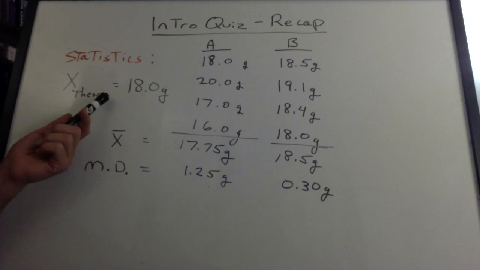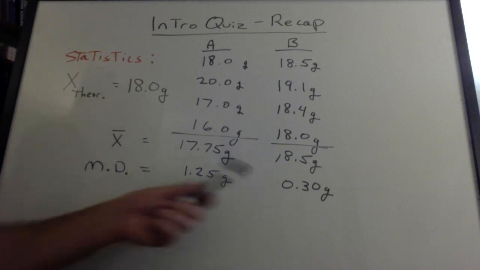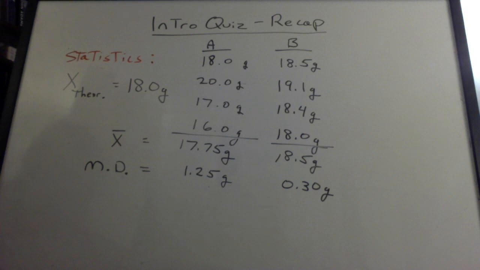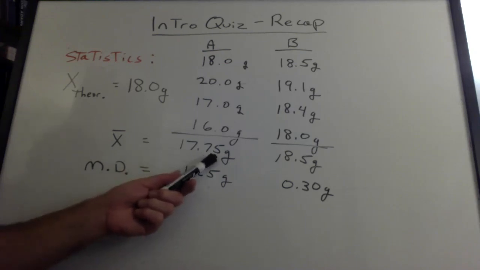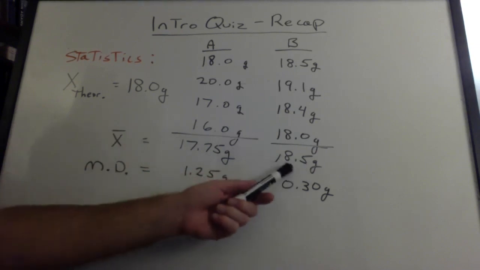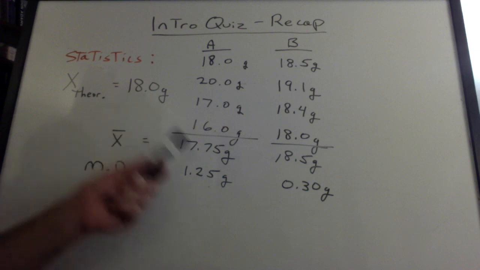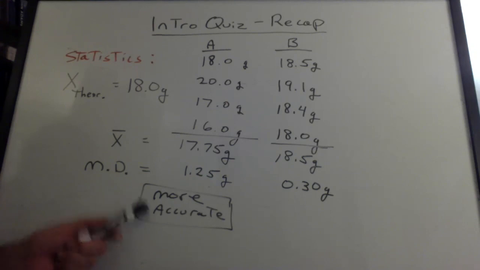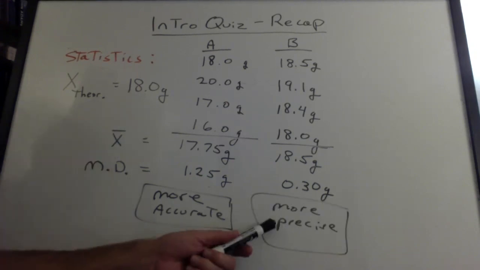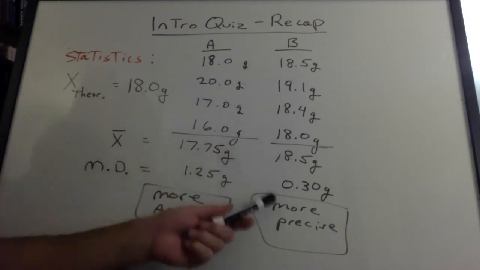Now let's say the theoretical value for each one of these objects should have been 18 grams by design. The question now is, which one of these factories is producing a more accurate product? Which one is producing more consistent results? Meaning, which one is more precise? Our mean here is 17.75, which is pretty close to 18 grams. That one's 18.5 grams. That's further away from the theoretical value than this one. This factory is more accurate. It's closer to the target. This one's more precise. The data is closer together.